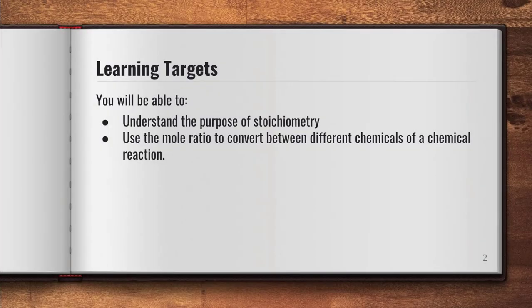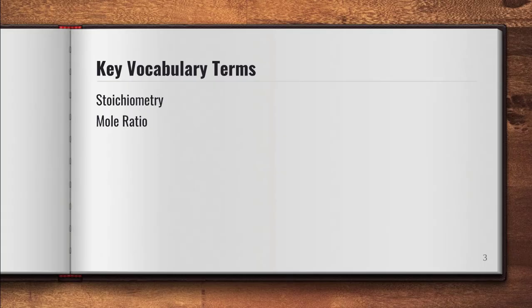Let's talk about some of our learning targets for this video. Hopefully by the end of this video you will be able to understand the purpose of stoichiometry and utilize the mole ratio to convert between different chemicals of a chemical reaction. Your only key vocabulary terms are two words I just used. It's stoichiometry and mole ratio.